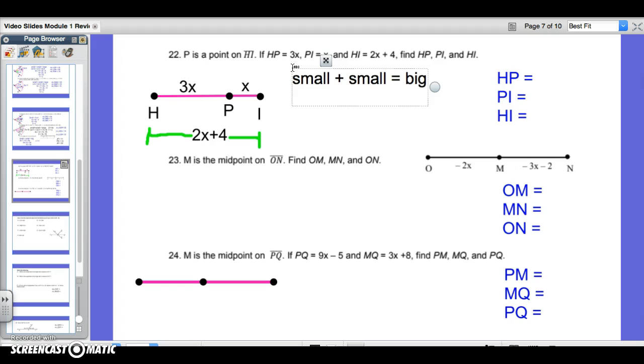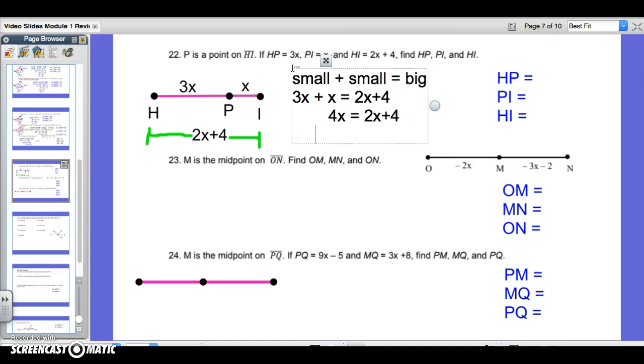So we have 3x plus x equals 2x plus 4. So that's our expression. We did the small plus the small equals the big. So that gives us 4x equals 2x plus 4.